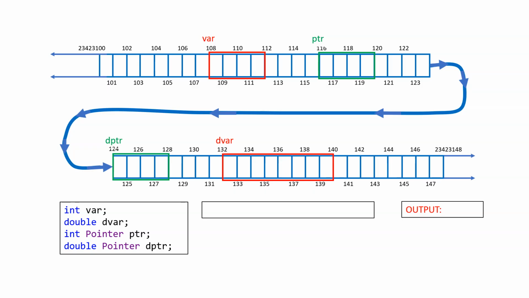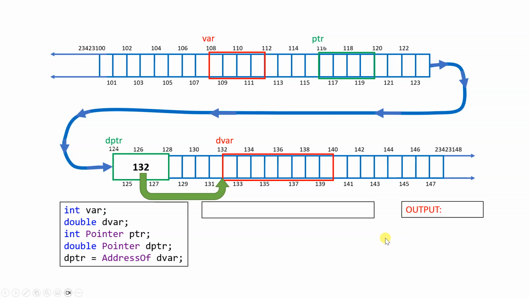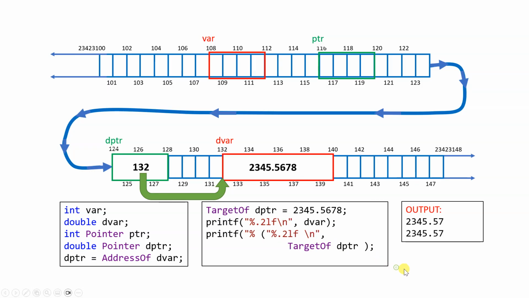It's the target that is different, right? When I say double pointer dptr, I'm telling the compiler that this thing is supposed to point to a double, not to an integer. Because of that, the compiler now knows that 132 is a double, and when I set it to something, everything is going to be set properly.